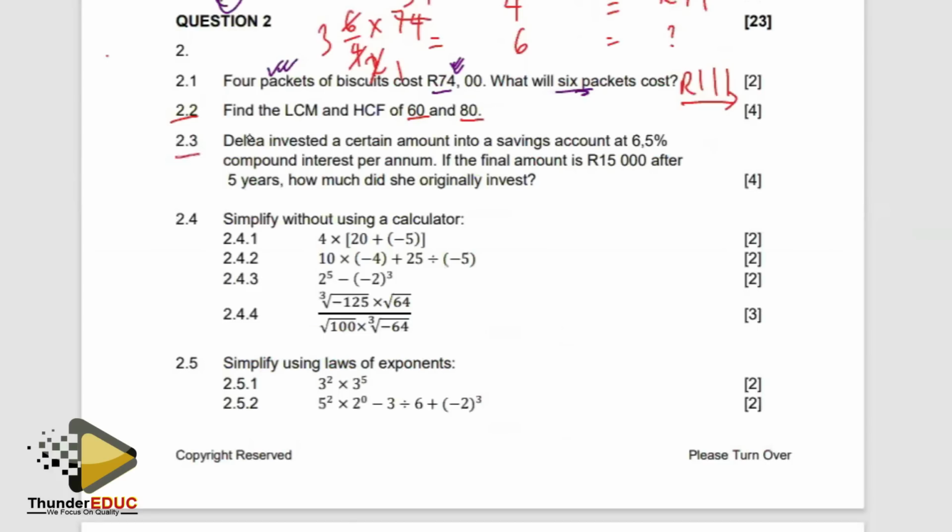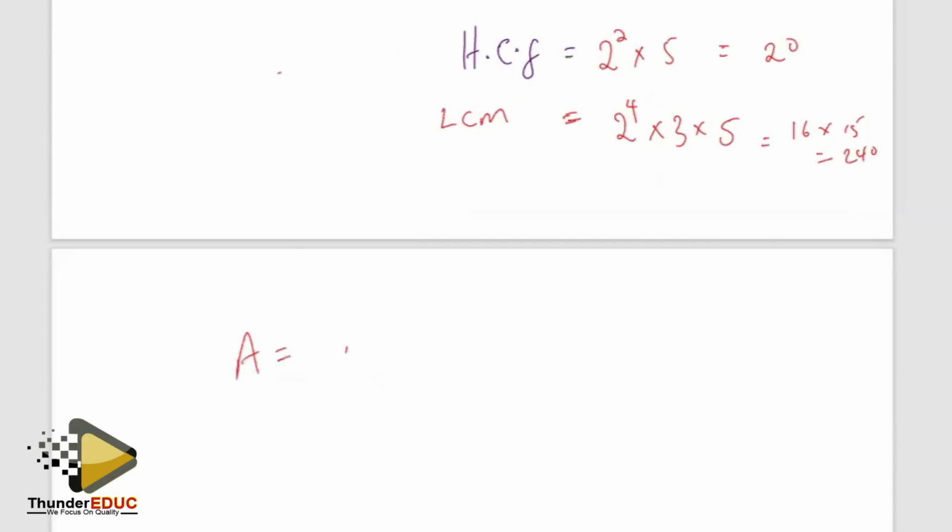2.3, they're telling us that this person invested a certain amount of money into a savings account at 6.5% compound interest per annum. If the final amount is 15,000 after 5 years, how much did she invest originally? We know that the compound interest formula is A equals P times (1 plus i) to the exponent of n.